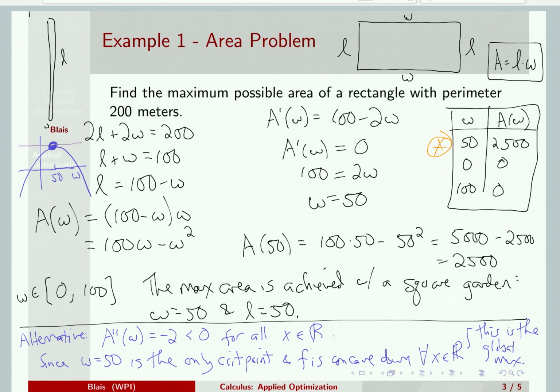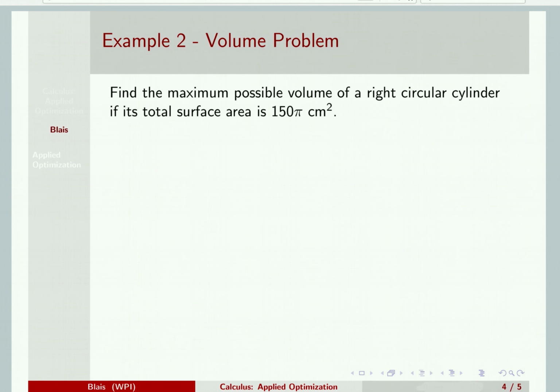Let's check another. Let's do a volume problem. Now let's find the maximum possible volume of a right circular cylinder if its total surface area is 150 pi square centimeters.